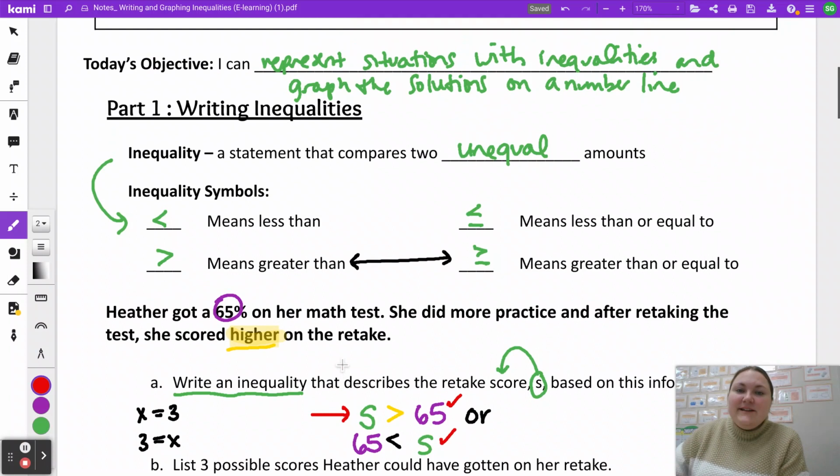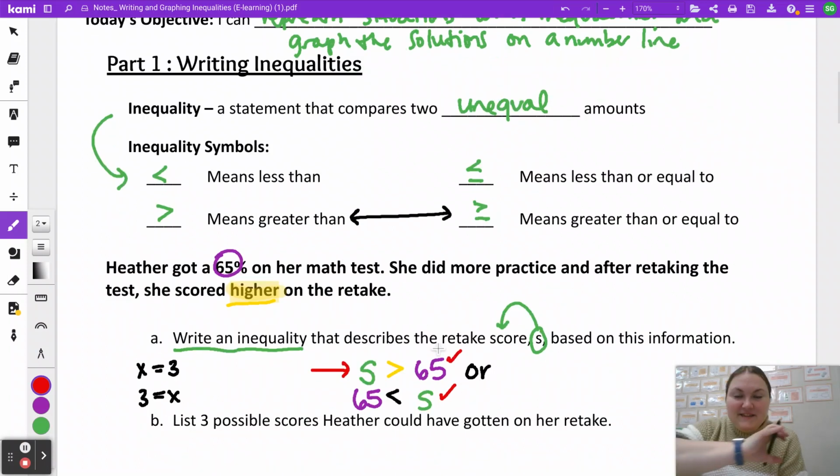We said our goal is to represent situations with inequalities, and this is going to be the foundation that we're going to continue to build on in the next couple lessons. Once we have an inequality to represent our story, we can start thinking through these final pieces about what this means. When you say S is greater than 65, we're saying her retake score needs to be greater than 65.